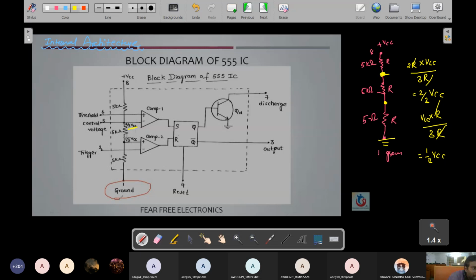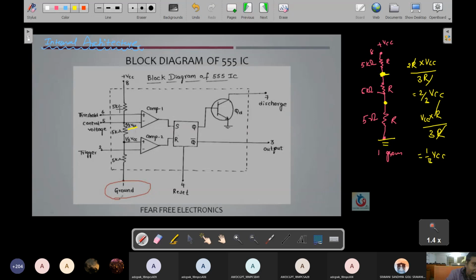Tomorrow I'll explain the block diagram, because today the time is enough. In tomorrow's class I'll explain the internal architecture completely, and also the astable multivibrator, one of the applications. These two will be explained in tomorrow's class. I think 9:43 is enough time for this class. Today I explained only why this is called a potential divider.